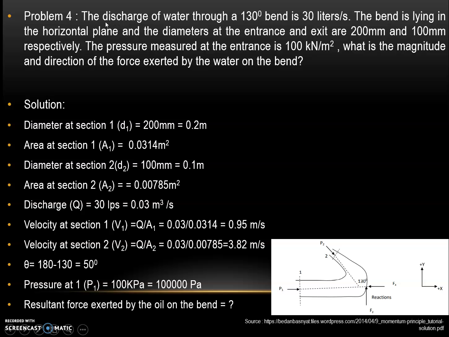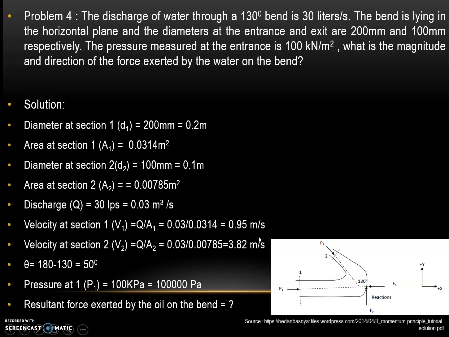Now we will solve one more problem. The discharge of water through a 130 degree bend is 30 liter per second. The bend is lying in the horizontal plane and the diameters at the entrance and exit are 200 mm and 100 mm respectively. The pressure measured at the entrance is 100 kN per square meter. What is the magnitude and direction of the force exerted by the water on the bend?